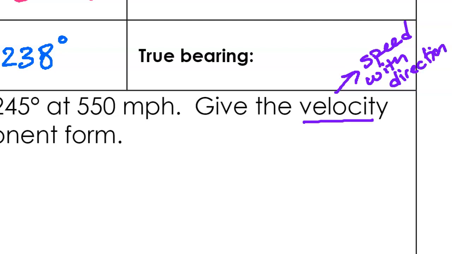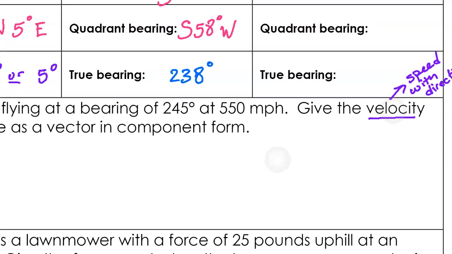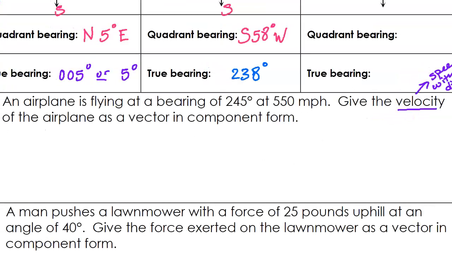So if I say that I'm walking 5 miles per hour forward, that's a velocity. Basically, a velocity is a vector, right? A vector is a quantity with a size and direction. So if it's asking to give the velocity, what it's asking for is just give the vector.